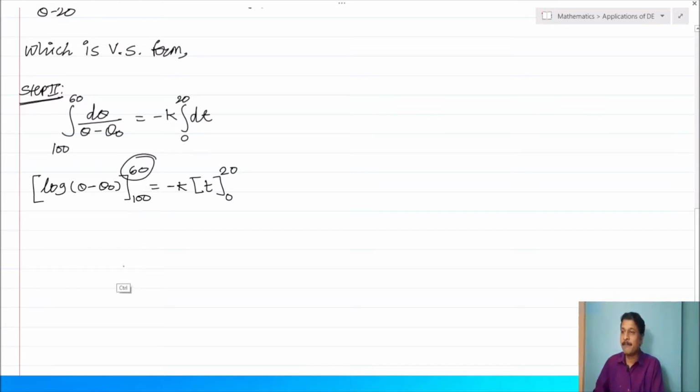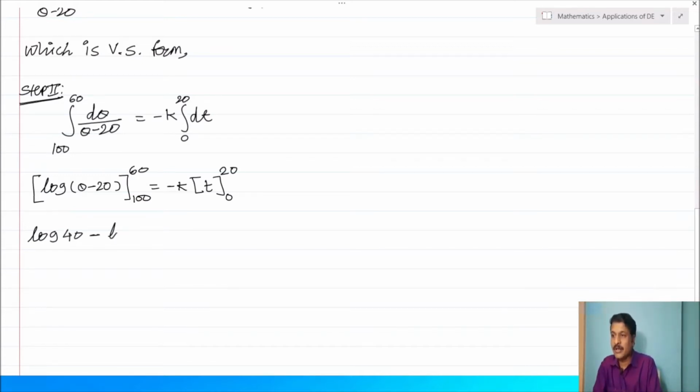So therefore the upper limit is 60. Here, what is the value of theta 0? We know it is 20. So that is why the upper limit is 60. So I am getting log of 60 minus 20, because these are the limits of theta, so it is 40, minus log of the lower limit 100 minus 20.